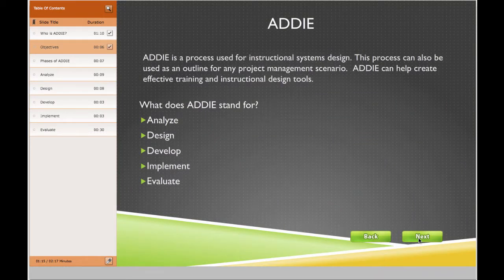ADDIE is a process used for instructional systems design. The process can also be used as an outline for any project management scenario. ADDIE can help create effective training and instructional design tools. What does ADDIE stand for? Analyze, design, develop, implement, and evaluate.